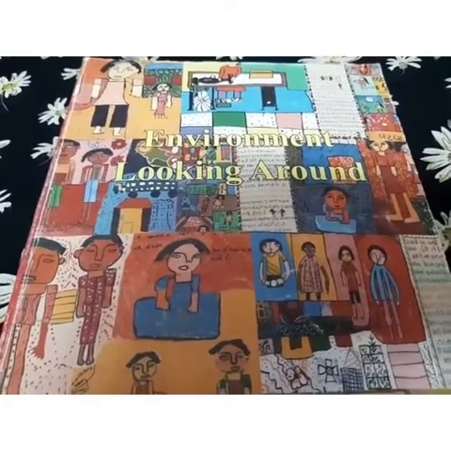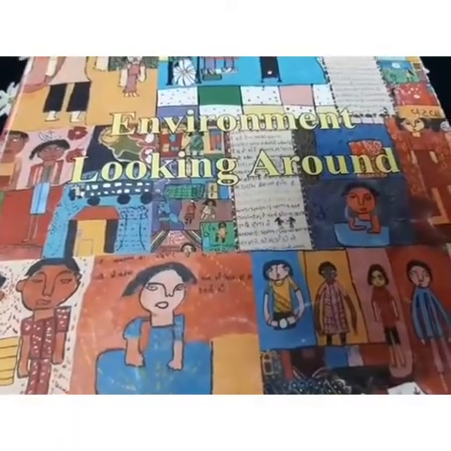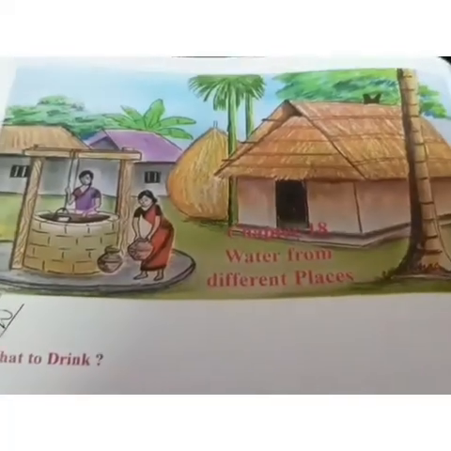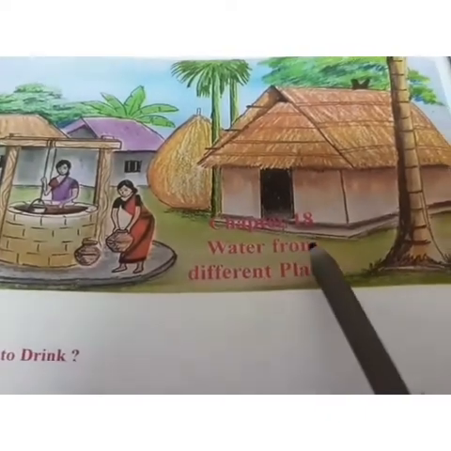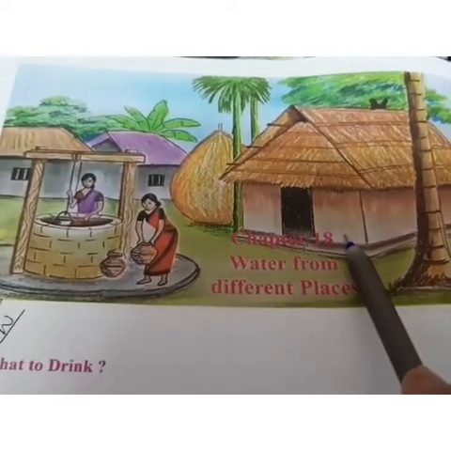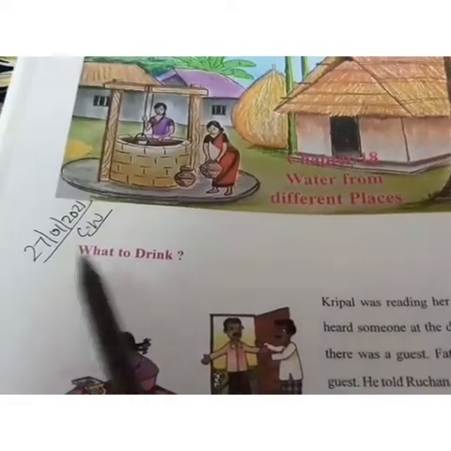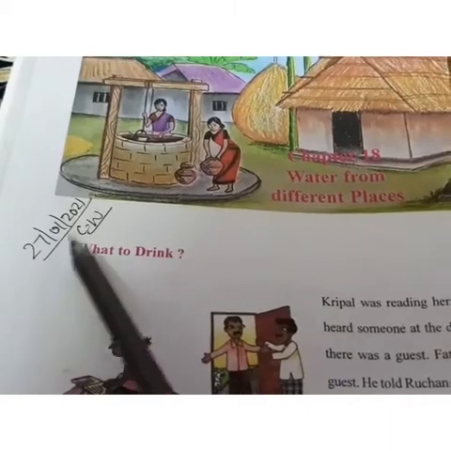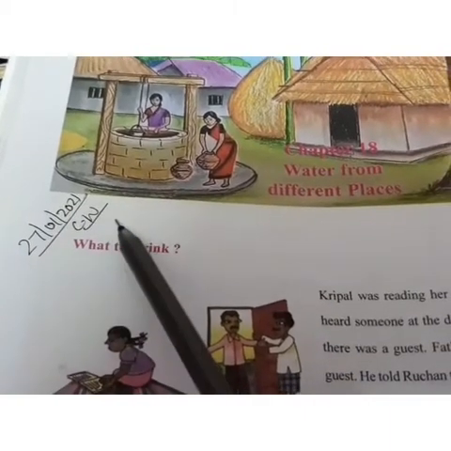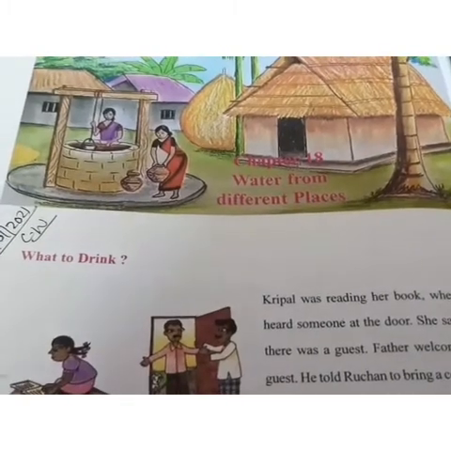Now let's start our work in the textbook. Today in the textbook we are going to start a new lesson, and the name of the lesson is water from different places. This is your chapter number 18. So first of all, before starting our lesson, write today's date, 27/1/2021, and classwork.